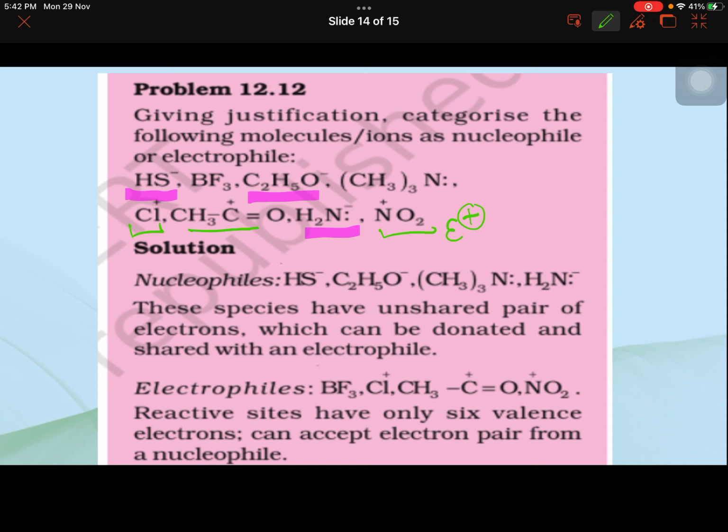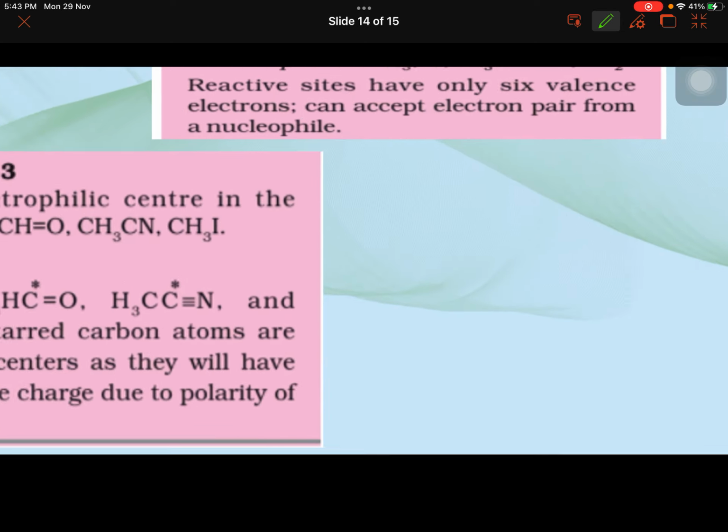Now we are left with this and BF3. Now BF3 is electron deficient. It has only 6 electrons around boron. The octet is not complete. So this comes in the category of electrophile. It needs more electrons. Here you can see a lone pair. So this comes in the category of nucleophile. In spite of being neutral, they can offer their electrons. So this is how you justify and decide.